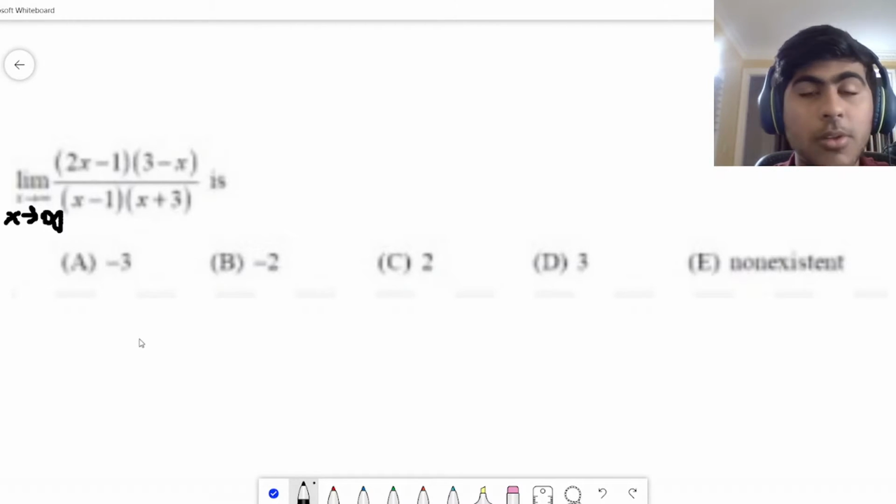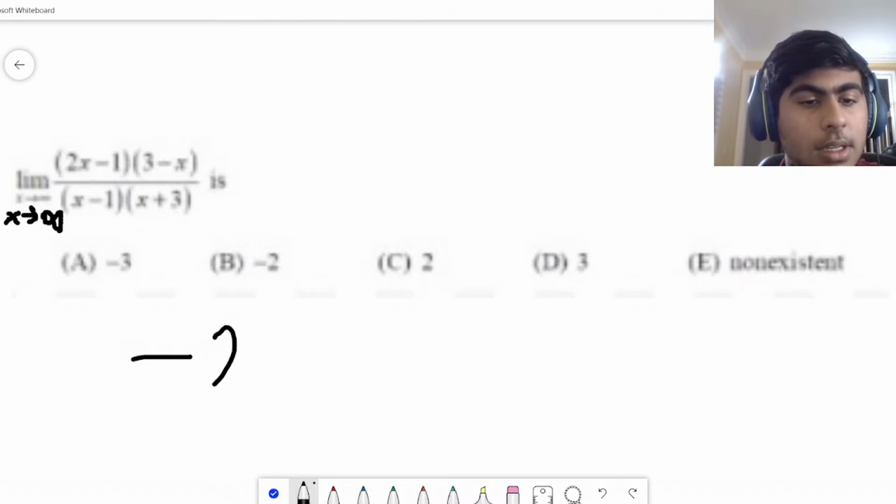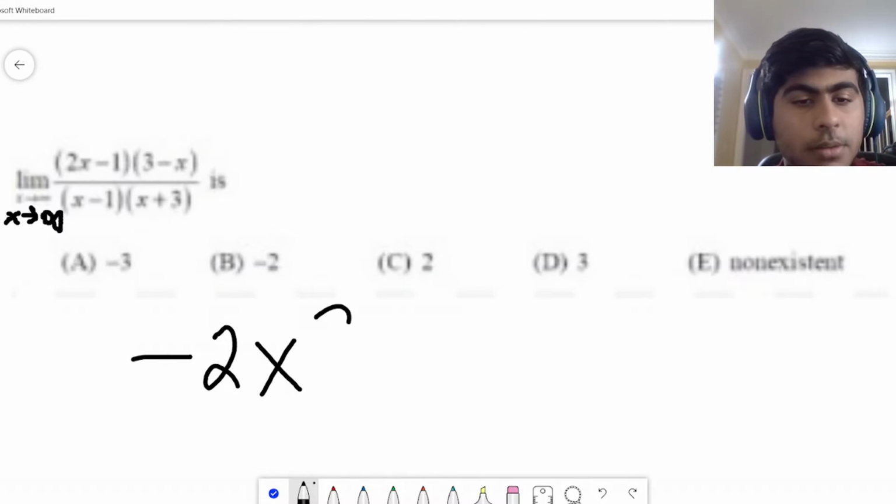Well, in both the numerator and the denominator, we are multiplying two polynomials. In the numerator, the highest degree term in the first polynomial is 2x, and in the second polynomial it is negative x. If we multiply that together, we get that our highest degree term is negative 2x squared. We could multiply all that out, but there's just no other way to get a degree that's 2 or higher. So we really don't care about it, because we're trying to find a limit at infinity.